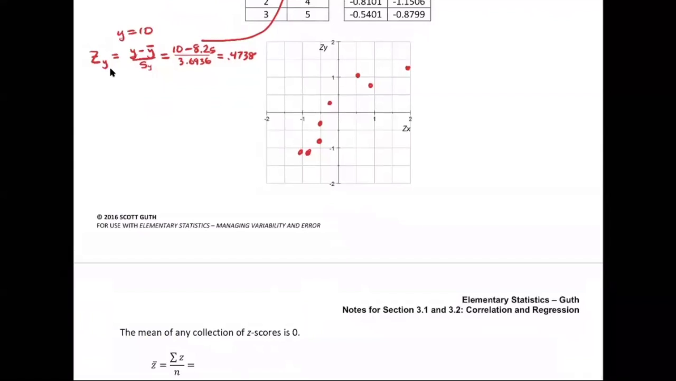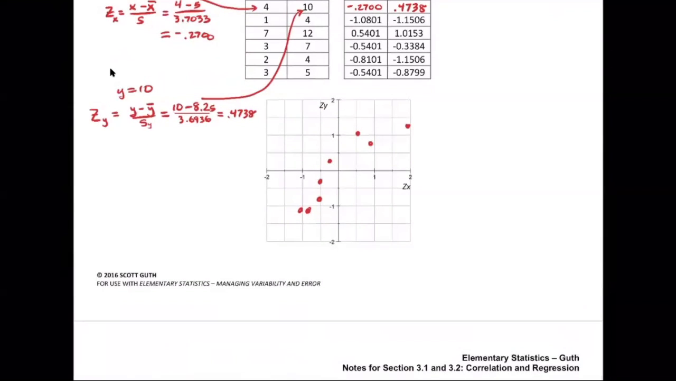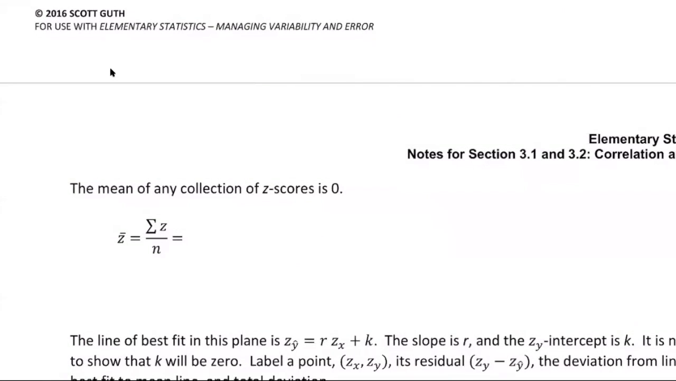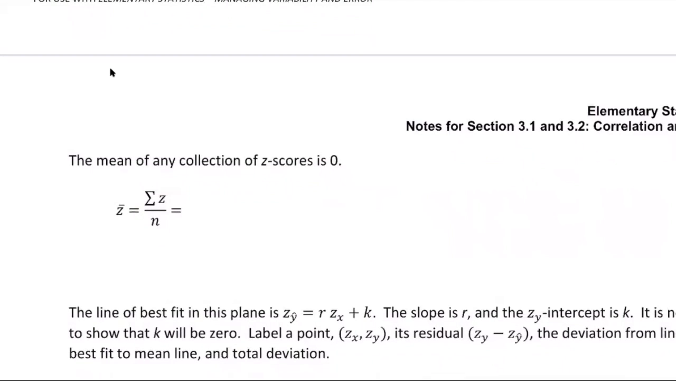Okay. Now, something I just said is that the mean of z-scores is always 0. So right now we're going to go through a list of facts that I need to find the line of best fit. Okay, so here's fact number 1. The mean of z-scores is always 0. I'm being asked to prove this.